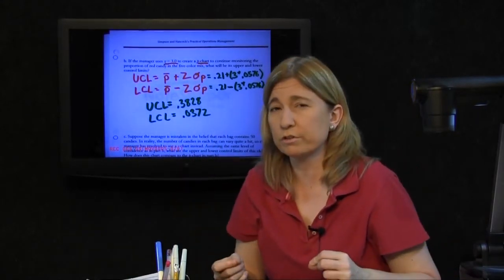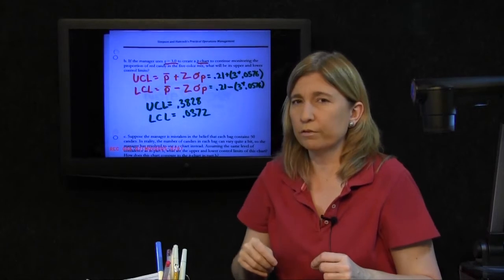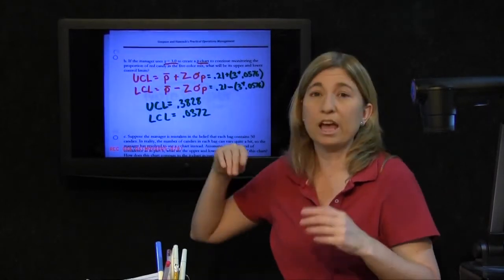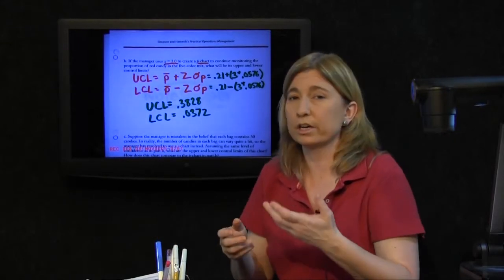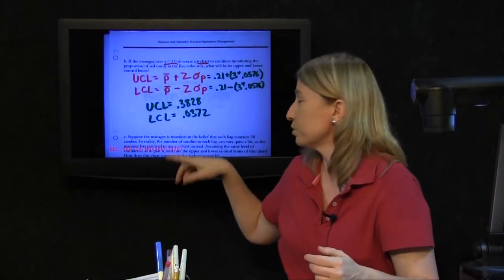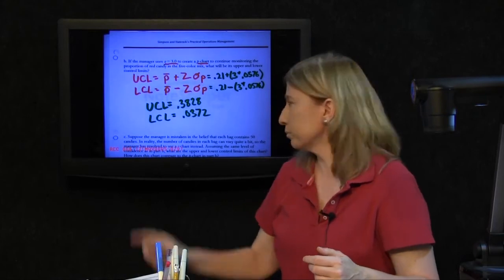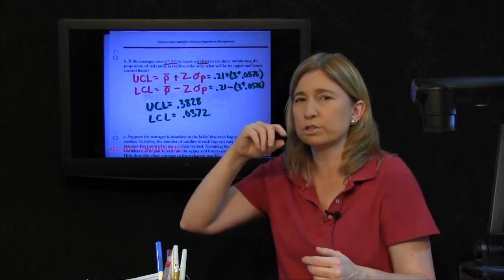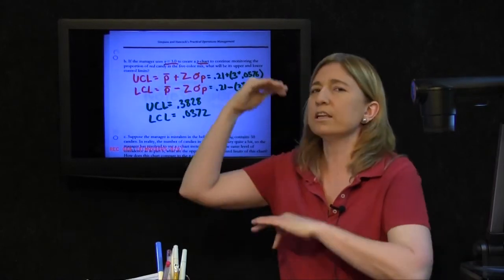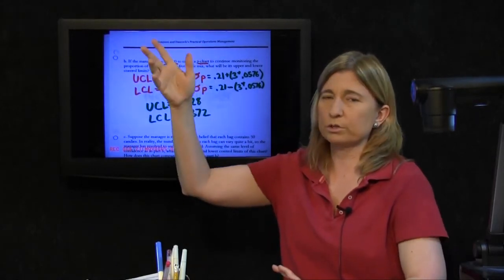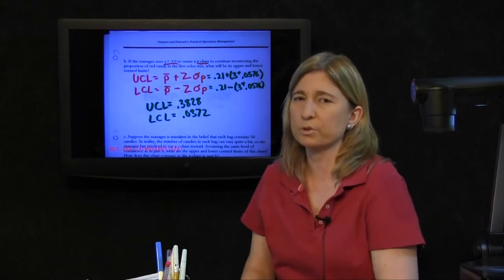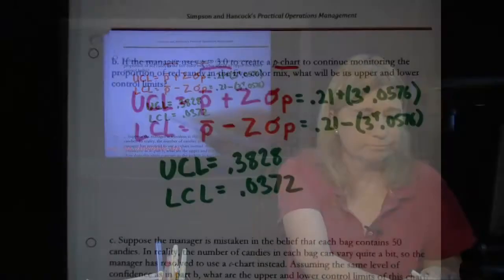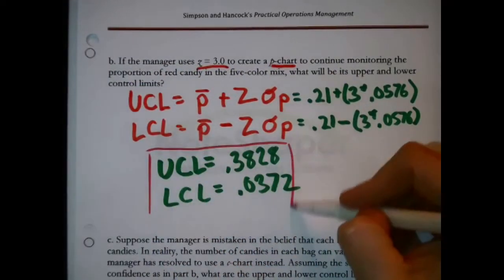So what this is implying is they should draw a chart on which you would chart future proportions of red candies in a bag of 50. You would tolerate everything up to about 38% of the candies turning out to be red, and everything down to a little bit close to 4% being red. Anything in between you're assuming is natural variation. Anything outside of that, too small or too large, you're declaring as suspicious or assignable variation. There are your limits for a p-chart.